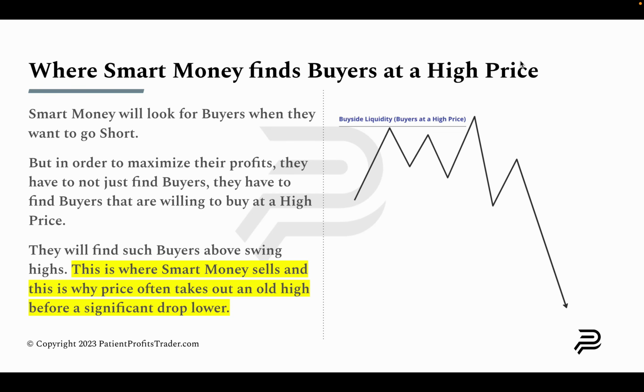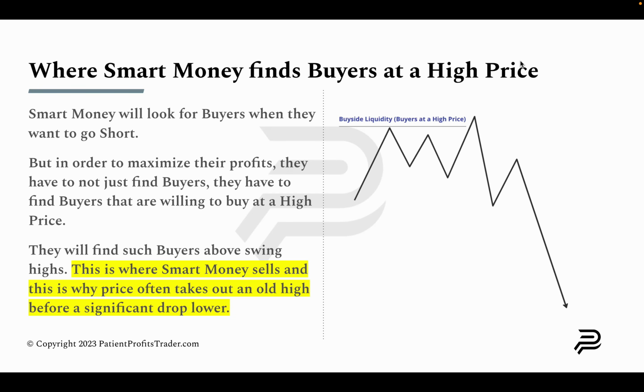Now, we've already covered this in our previous video. We've already covered where buy side and sell side liquidity rests in the marketplace. Now, in the schematic on the right, you can see I've annotated where buy side liquidity rests above an old high, or in this case, relatively equal highs. What will be resting above those highs? Buy side liquidity, buy stops. In other words, buyers at a high price.